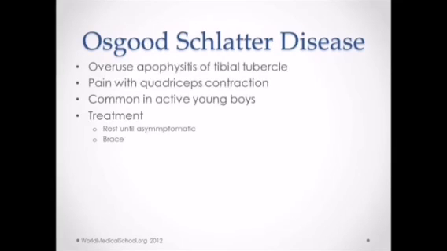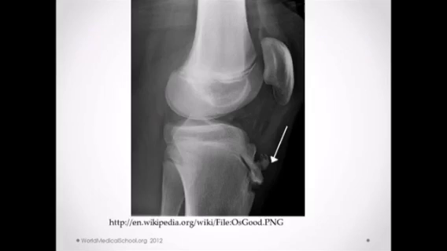Osgood-Schlatter disease is related to overuse, an apophysitis of the tibial tubercle, with pain on quadriceps contraction, commonly seen in young boys that are active in sports. Treatment is typically rest, and then bracing may be necessary. And this shows the avulsion of that tibial tuberosity.